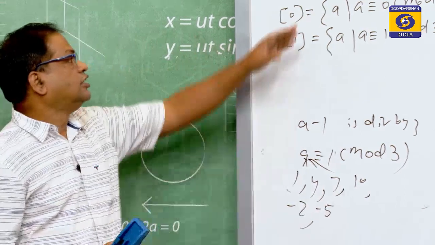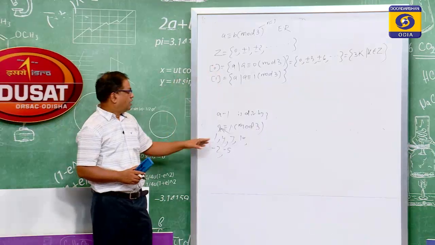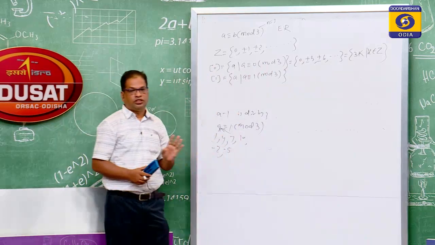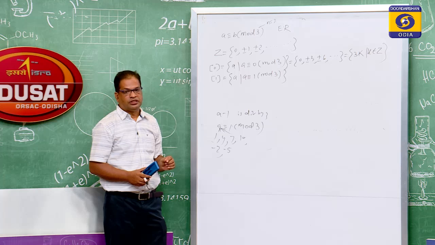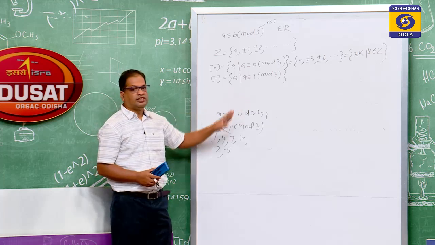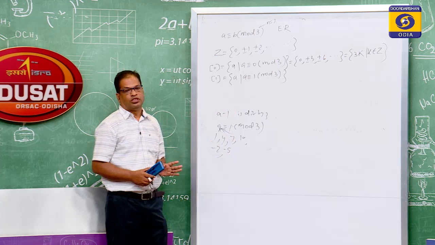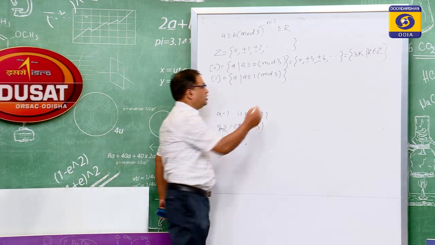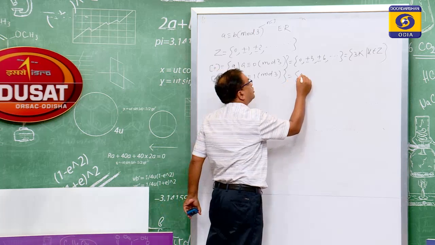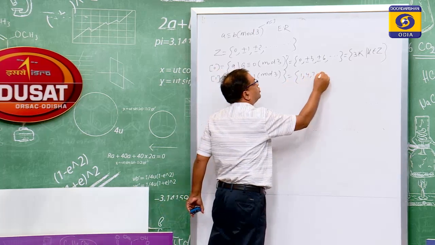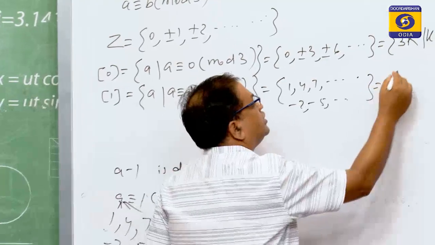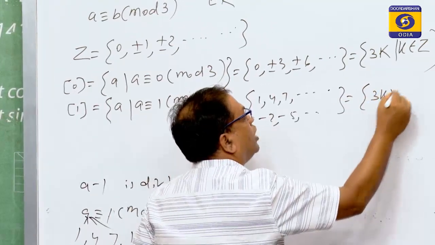You see, here it is congruence modulo 3, and the difference between any two integers in this case is always a multiple of 3. So, if it is mod 4, then the difference will always be a multiple of 4. If it is mod 5, then the difference will always be a multiple of 5. So, here what are the integers? The set of integers 1, 4, 7, minus 2, minus 5 like this. It is integers of the form 3k plus 1.